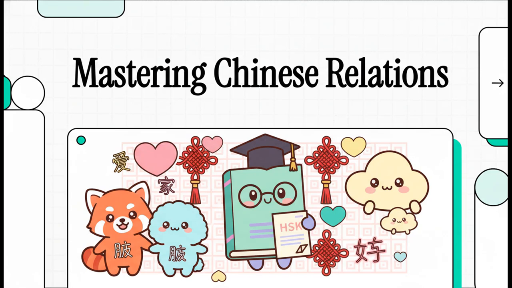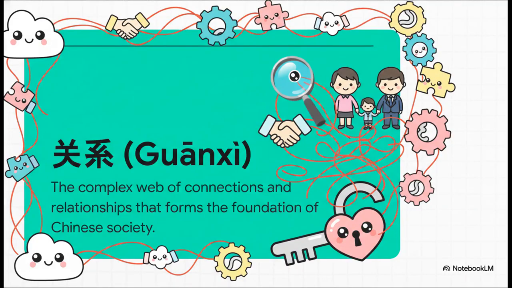So you're studying for the HSK, right? You've probably got the basics down, words like friend and mother. But if you really want to level up and master the language, you have to get a handle on the incredibly complex and fascinating web of Chinese relationships. So let's dive in. First things first, we have to talk about the core concept of Guānxì.